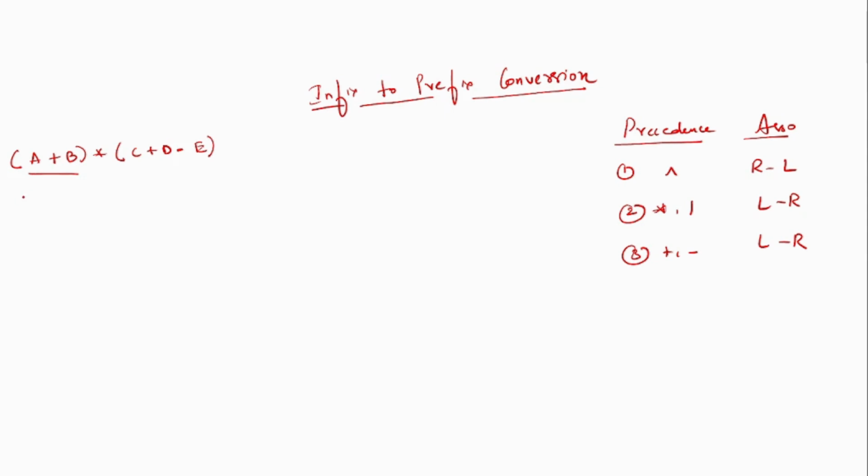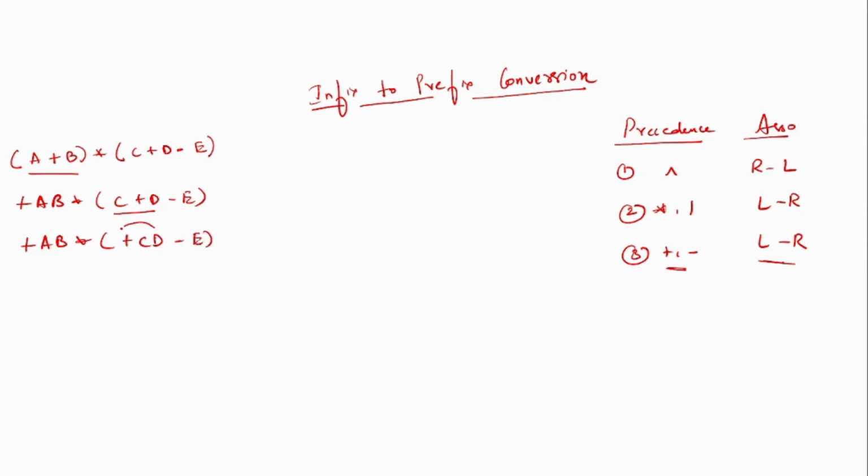So this is nothing but plus AB star C plus D minus E. So we have solved the first parenthesis. After that we need to solve the second parenthesis. In the second parenthesis we have plus and minus which have the same precedence, therefore we need to look for associativity. Here we look for left to right associativity. We solve C plus D first. Plus AB star plus CD minus E.